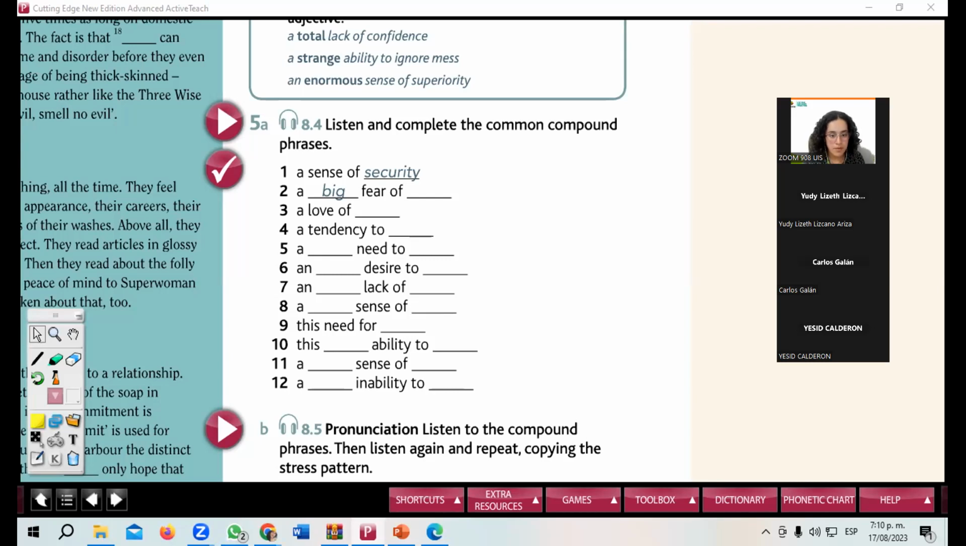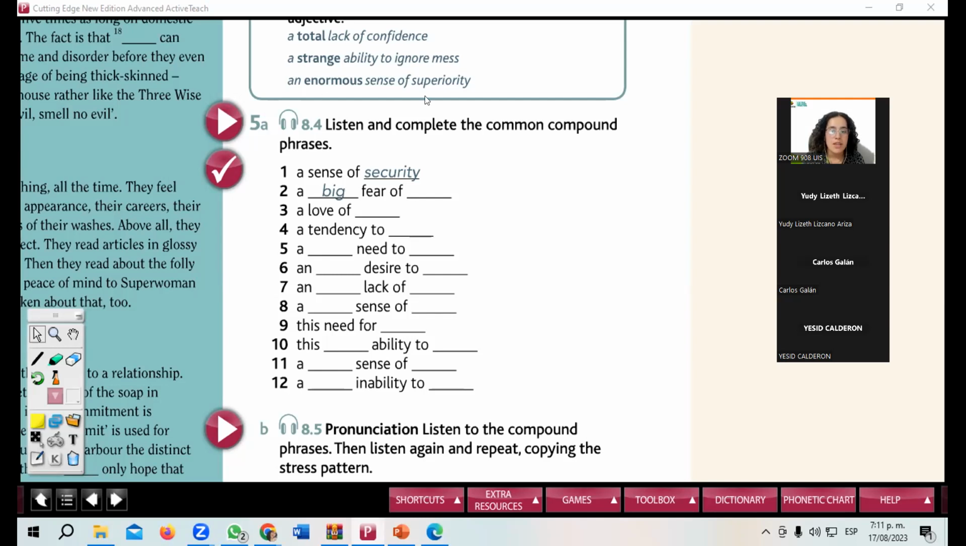I don't know if it's a complete answer, but I have a complete inability to see. Okay, I will complete the answer: a complete inability to see other people's point of view. Una completa inhabilidad de ver o de tomar en cuenta el punto de vista de los demás. Inability to see other people's point of view.